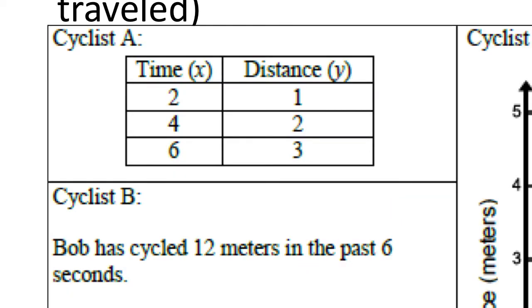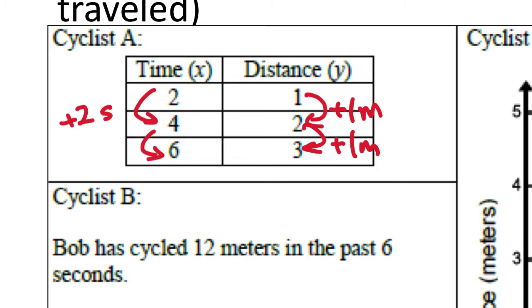Cyclist A, if I want to find his speed, I'd say, well, what distance does he go? You go one distance, that's meters. For 2, that's 2 seconds right there. So 1 meter in 2 seconds. Again, we see another 1 meter in 2 seconds. So that's a constant rate of change. So you could say, well, that's a 1 meter to 2 second ratio.